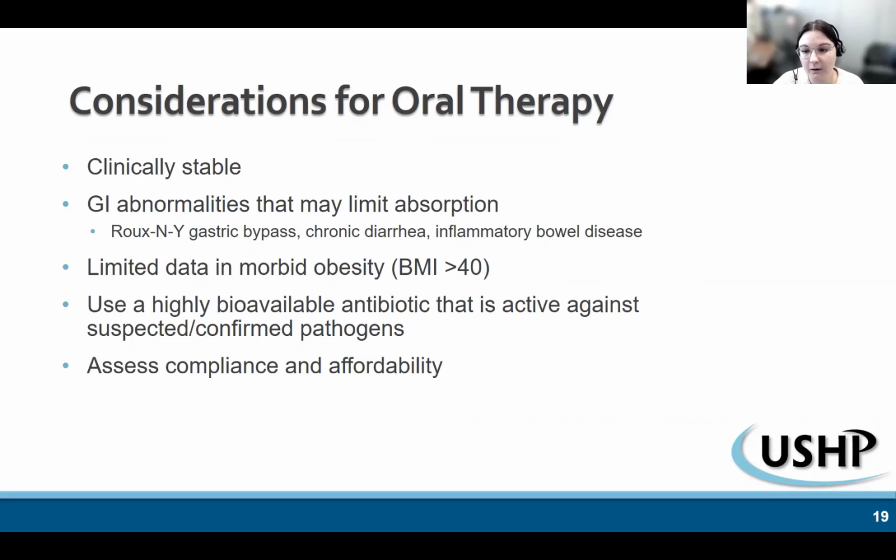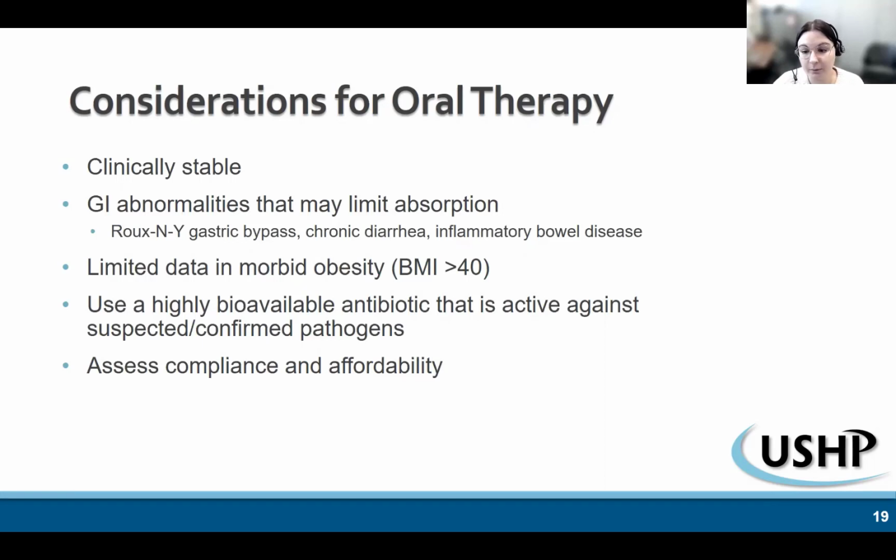There is also limited data with oral treatment in patients who are morbidly obese with a BMI of greater than 40. It's important to use a highly bioavailable antibiotic, such as linezolid, fluoroquinolones, and doxycycline, that is active against the suspected or confirmed pathogen. Although it is also important to assess efficacy with clinical outcomes, not only bioavailability. It's something to keep in mind.